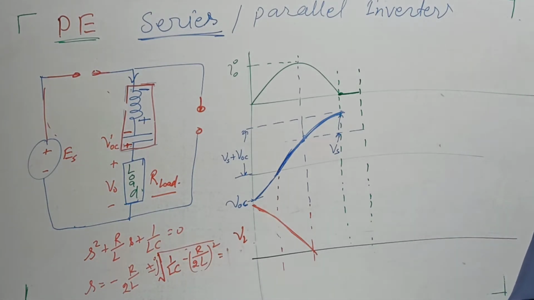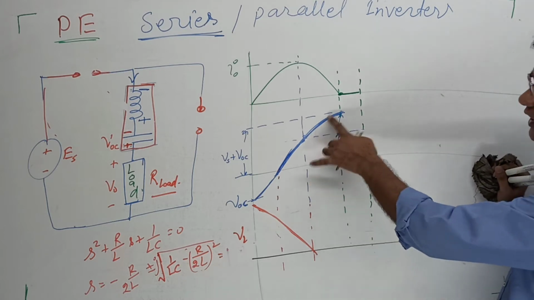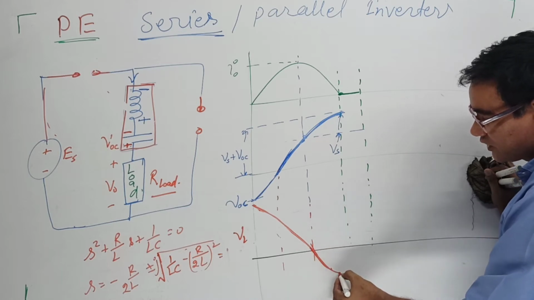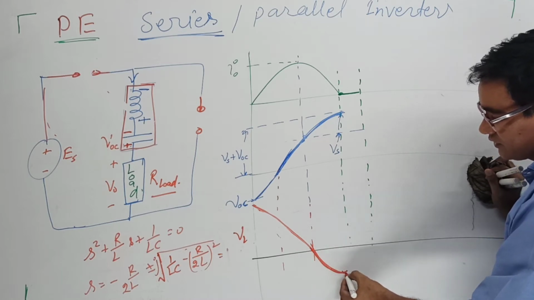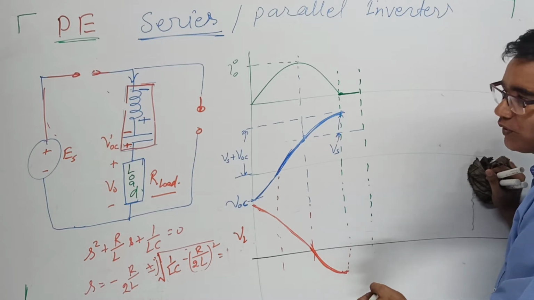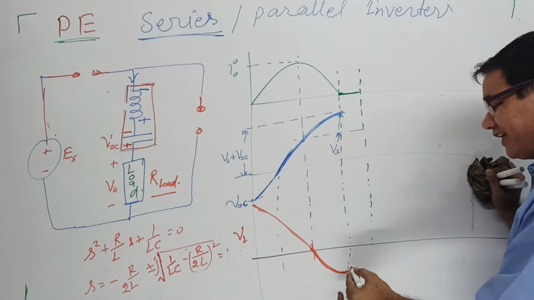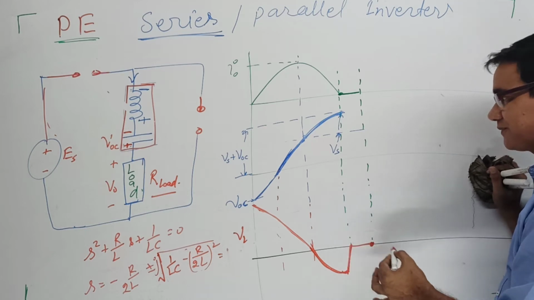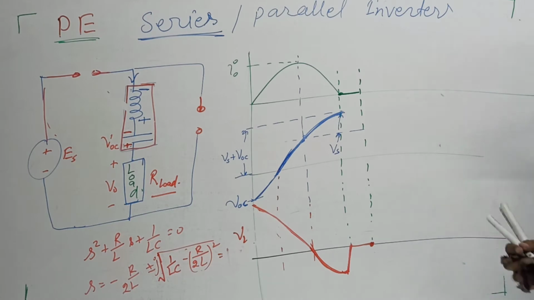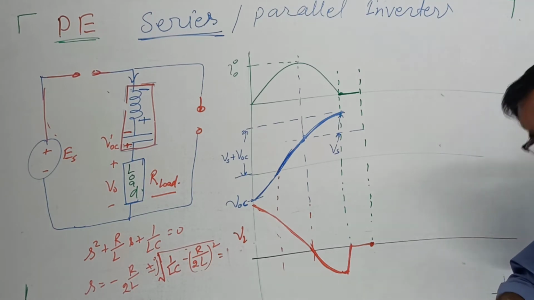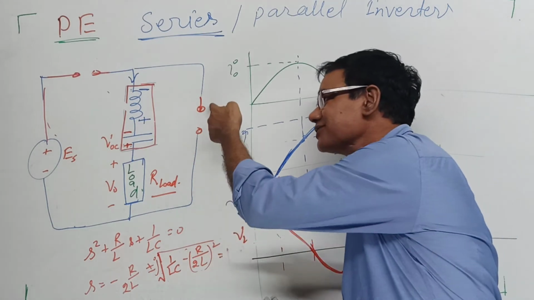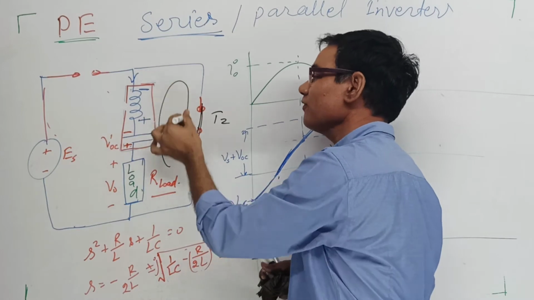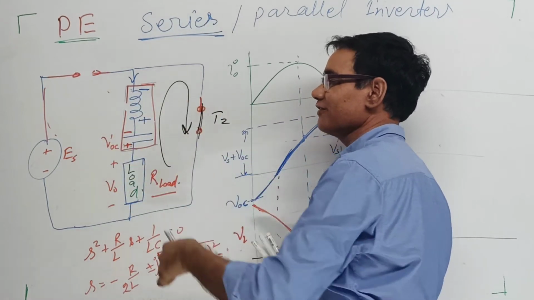Now the capacitor further gets voltage, then the inductor gets reverse voltage. Till this point, when the current is 0, the inductor has no current, so the voltage across the inductor is 0 for this duration. Now thyristor 2 is turned on, and the flow of current takes place like this. This is the direction of the current.